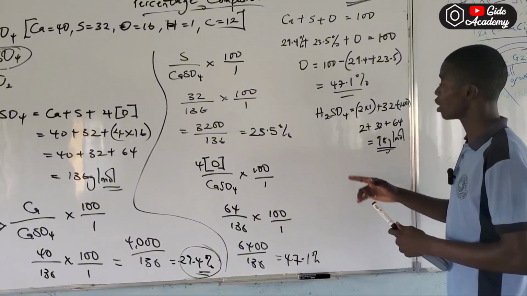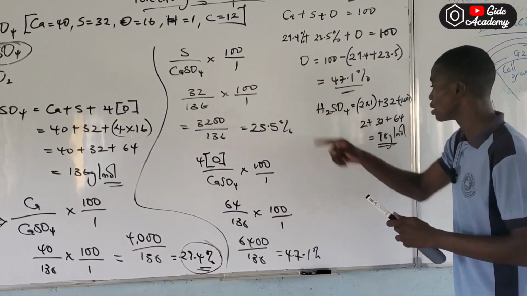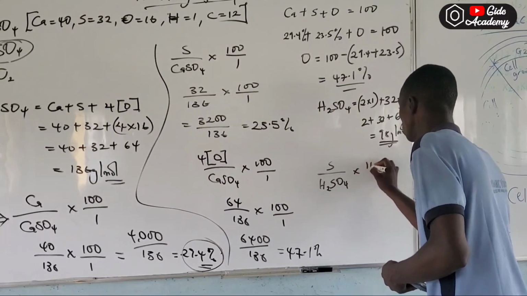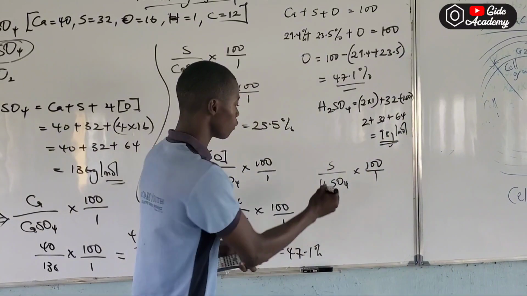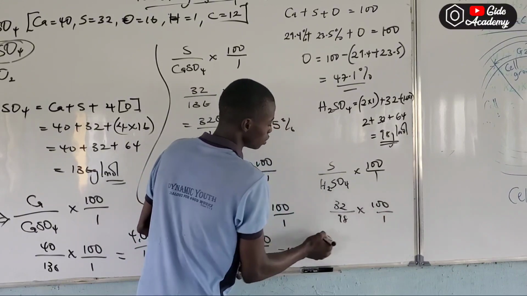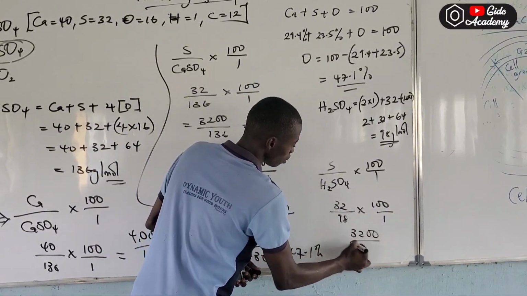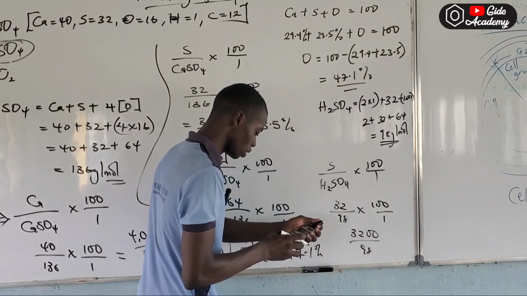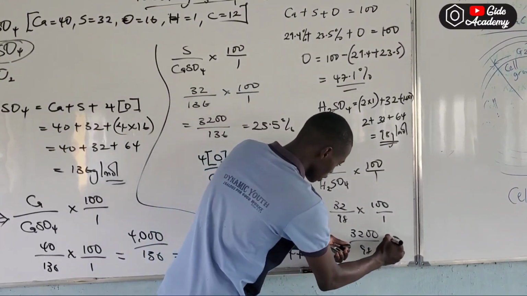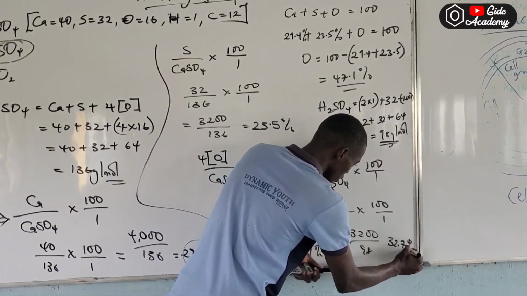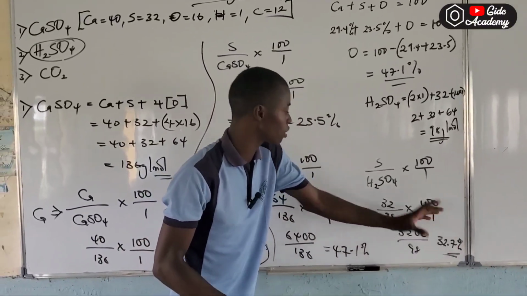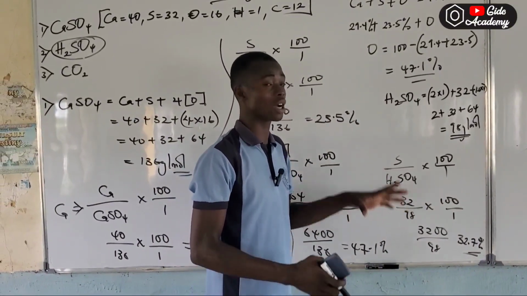But this is not what we are looking for. We are looking for the percentage composition of sulfur in this compound. So you write sulfur all over H2SO4 times 100 all over 1. Sulfur is 32, then H2SO4 is 98, times 100 all over 1. So we have 3200 all over 98. 3200 divided by 98, our answer is 32.7%. That's the answer. So we can now say we have 32.7% of sulfur present in hydrogen tetraoxosulfate 6.